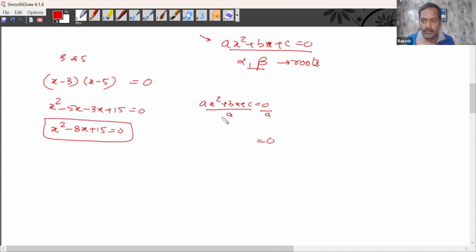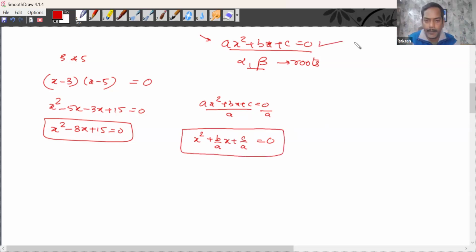But there will be impact on LHS. The look and feel will change. A will divide by a, so I'll be getting only x square. This we can write as b divided by a times x, and at last we can write this c by a. So this is also another way of writing the same quadratic equation, correct? Right? Okay, let it be here only.